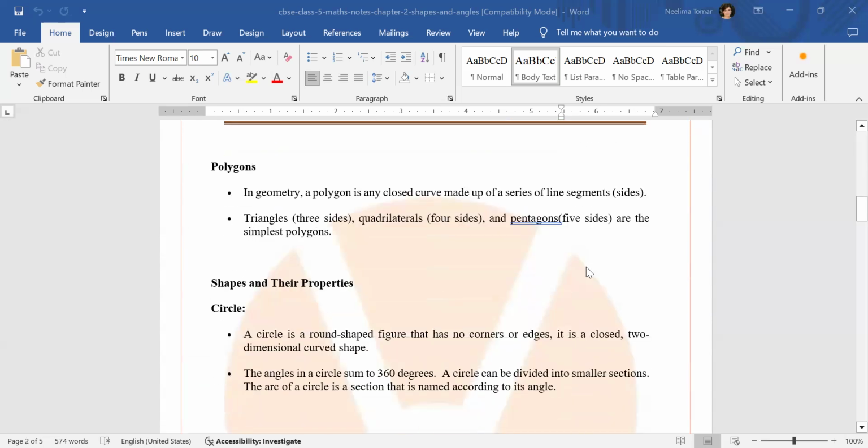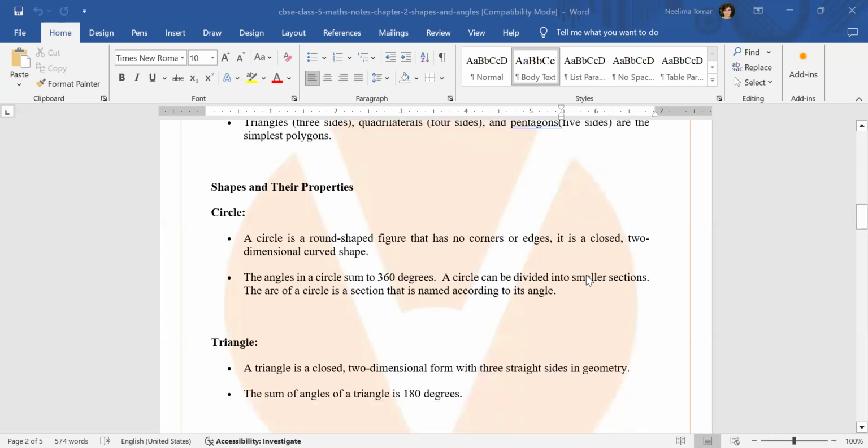So what are polygons? In geometry, a polygon is any closed curve made up of a series of line segments. A triangle has 3 sides, a quadrilateral is made up of 4 sides, and a pentagon is made up of 5 sides. And they are examples of polygons. So any closed figure which is made up of lines is called a polygon.